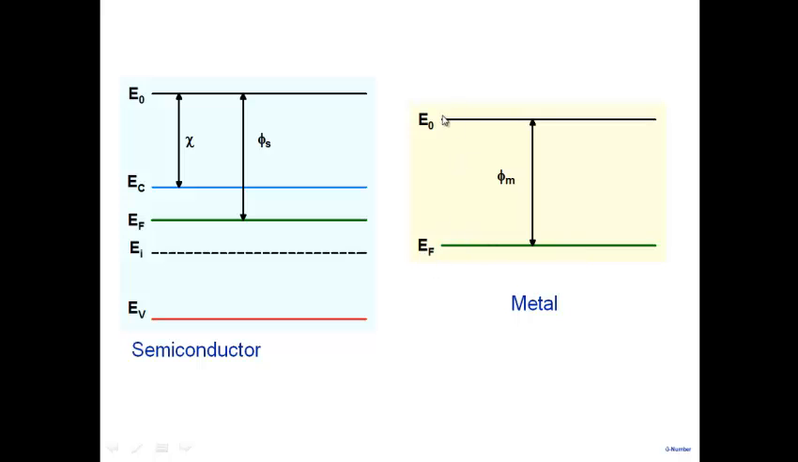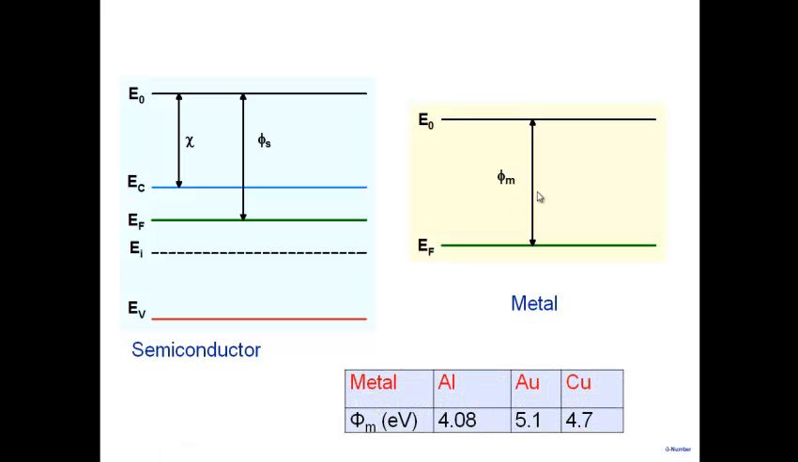Well, with respect to the vacuum level, it is the work function. And for different metals, work functions are reasonably well defined. They do vary depending on the surface treatment, how clean the surface is and all that. But the work functions are very well defined. You can see here aluminum, the work function is 4.08 eV, electron volts here. Gold is 5.1, copper 4.7 here.